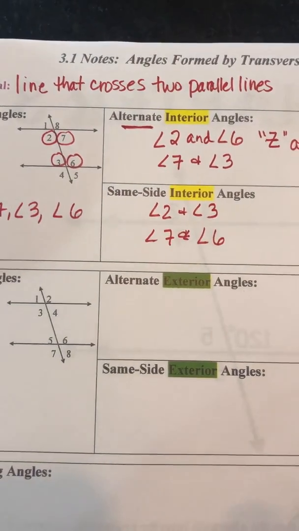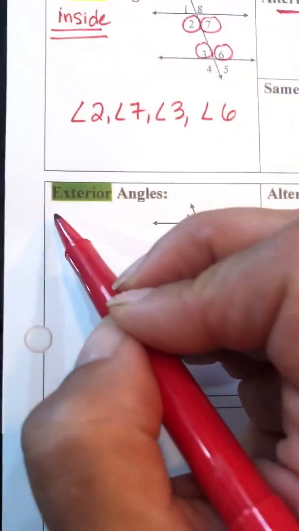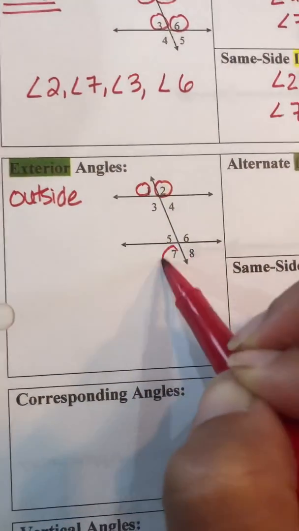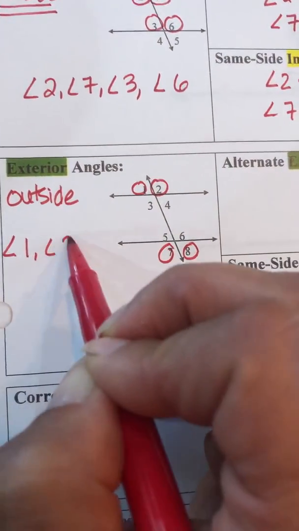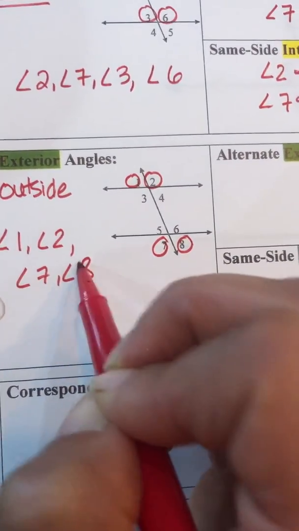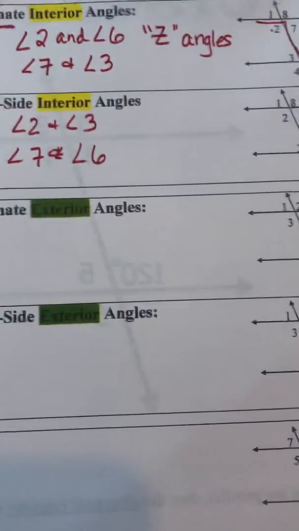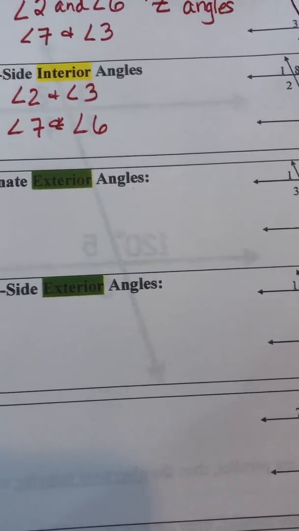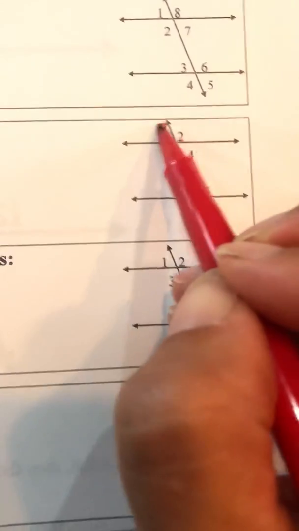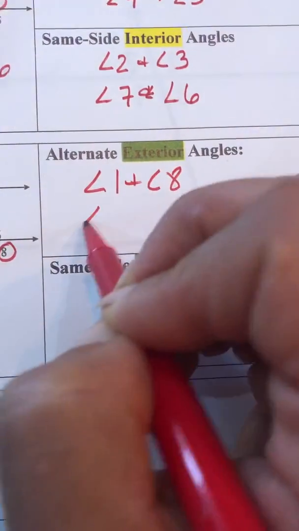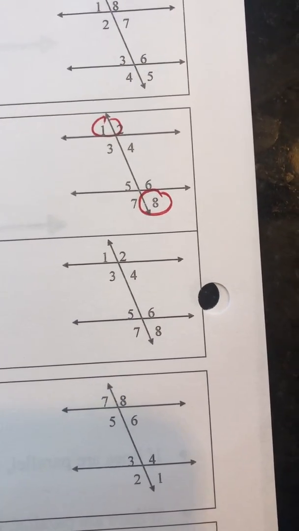Okay. Then we go exterior, and I think you will remember that exterior angles mean outside. So we've got 4 outside angles. Angle 1, angle 2, angle 7, and angle 8 in this picture are my outside angles. And just like before, we're going to have 2 separate pairs, alternate exterior, or alternate outside, and same side exterior. So the alternate exterior are going to be 1 and 8, 2 and 7. Angle 1 and angle 8, they're on opposite sides of the transversal and they're on the outside.